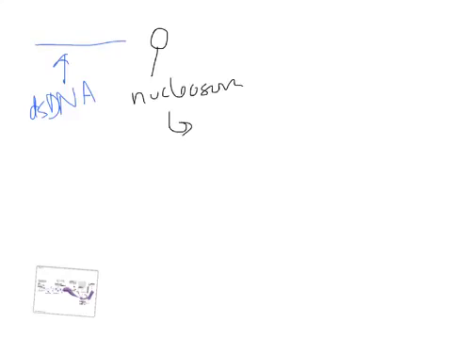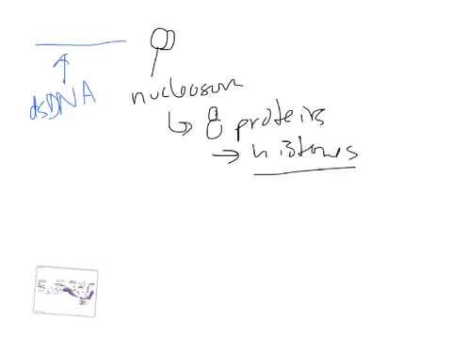A nucleosome is a collection of 8 proteins. Those 8 proteins are called histones. Those 8 proteins come together, with 2 copies of each of them. So you have H2A, H2B, H3, and H4. Those are the histones, and you have 2 copies each of those histones.